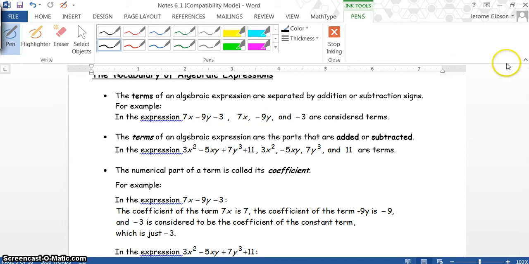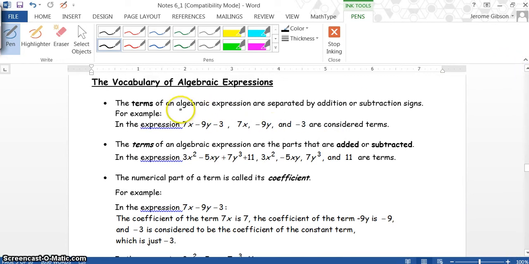Now, the vocabulary of algebraic expressions. The terms of an algebraic expression are separated by addition or subtraction signs. For example, in the expression 7x minus 9y minus 3, 7x, negative 9y, and negative 3 are considered terms. The terms of an algebraic expression are the parts that are added or subtracted. In the expression 3x squared minus 5xy plus 7y cubed plus 11, 3x squared, negative 5xy, 7y cubed, and 11 are terms. The numerical part of a term is called its coefficient.